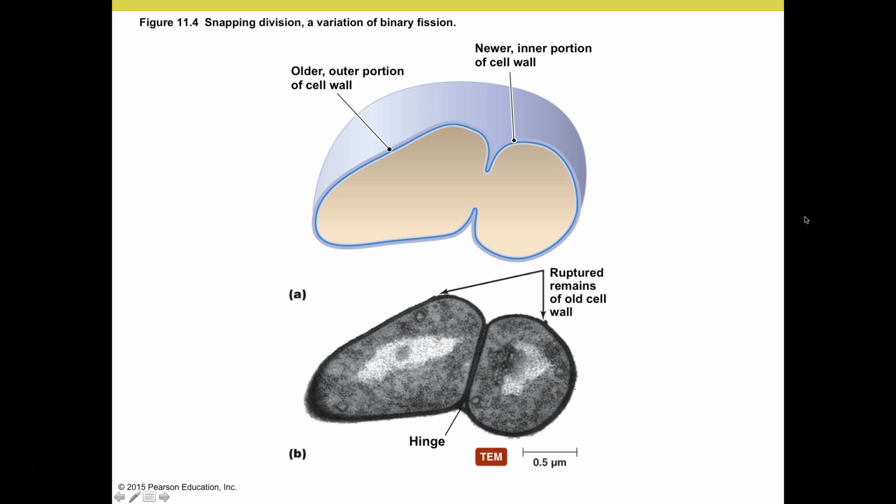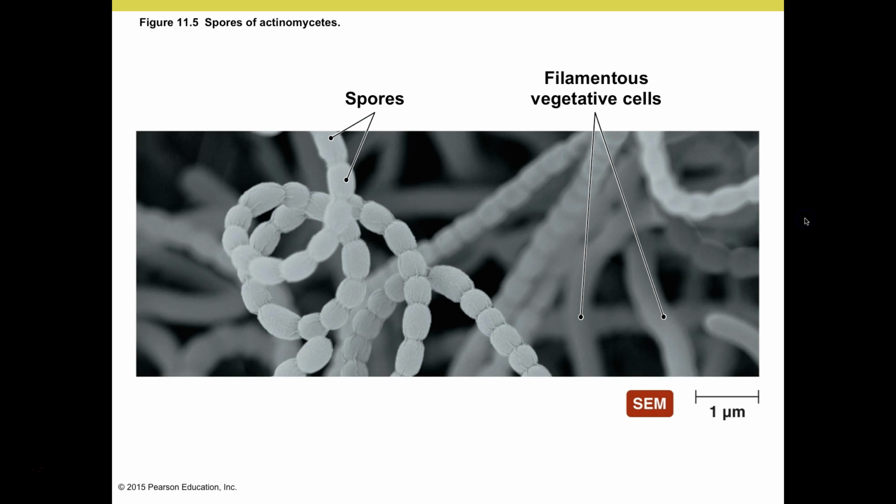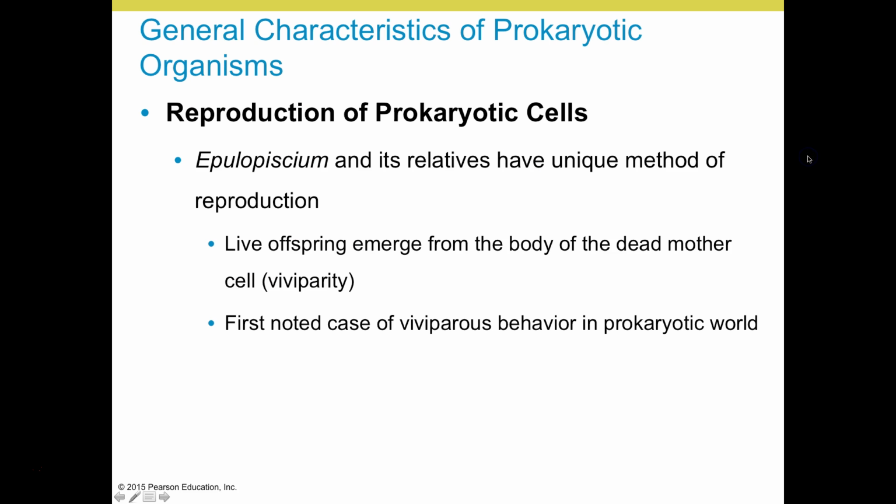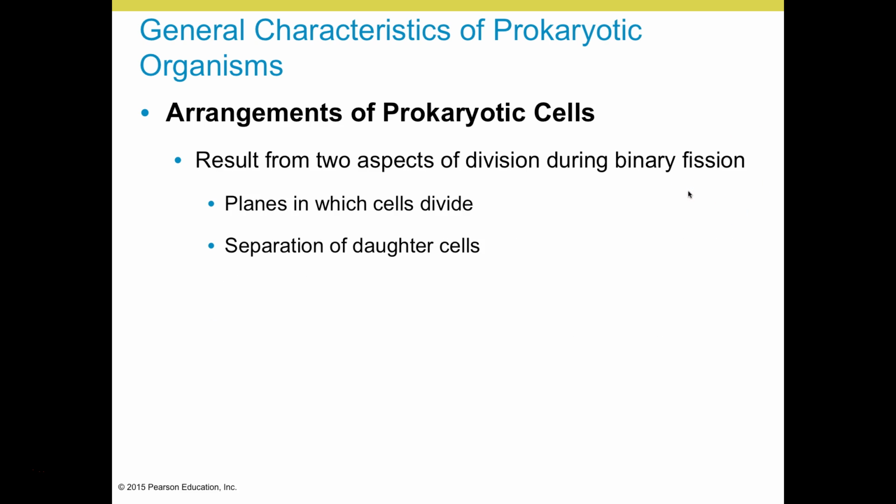Snapping division means you have a newer inner portion of the cell wall generated. Generation of spores comes from the filamentous vegetative cells. Budding, which is also a characteristic of bacteria, however, you also find this in yeast, just like you also find spores in other fungi. Okay, these are your viviparous behaviors.